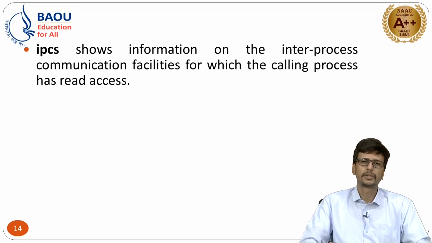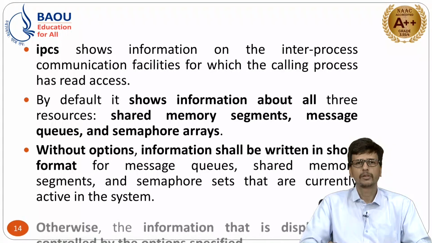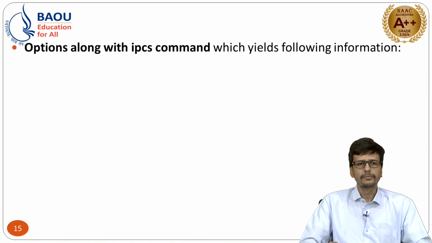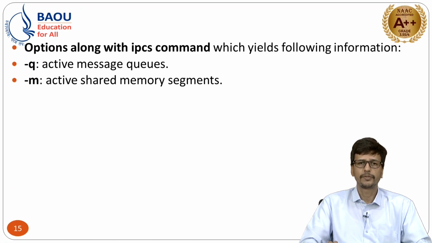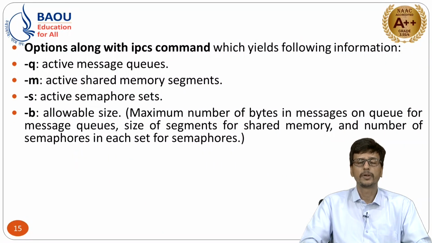Basically, this displays information about the inter-process communication mechanisms that we have already discussed. There are three types of mechanism: message queue, shared memory, and semaphore, right? So we can see the options one by one. The first option is Q, which we already saw, for active message queues. M displays the active shared memory segments. S displays the active semaphore values. Then B is for the allowable size.